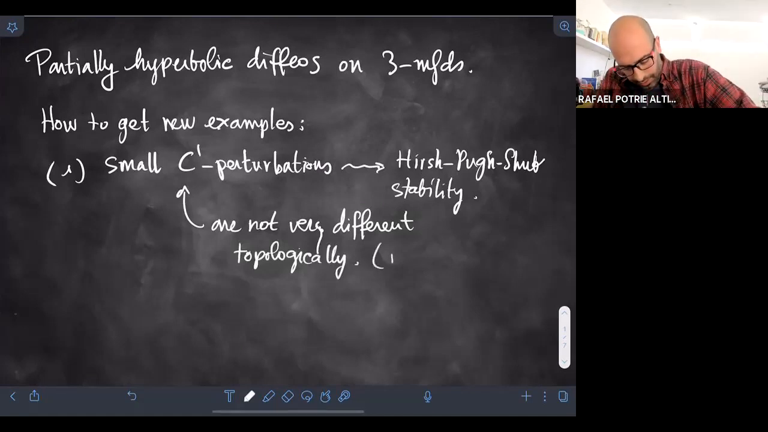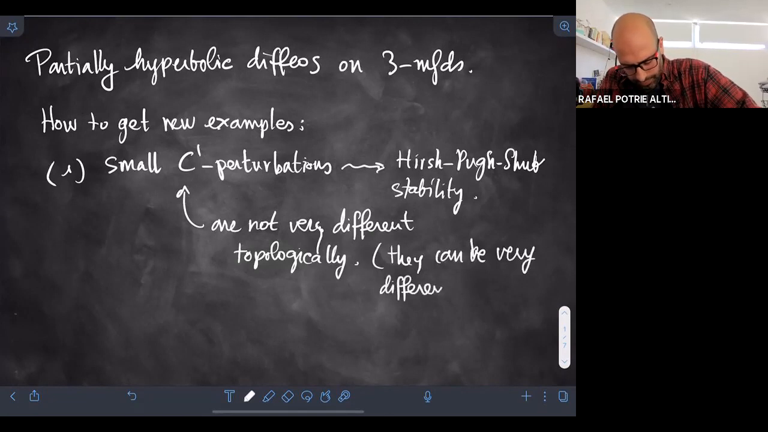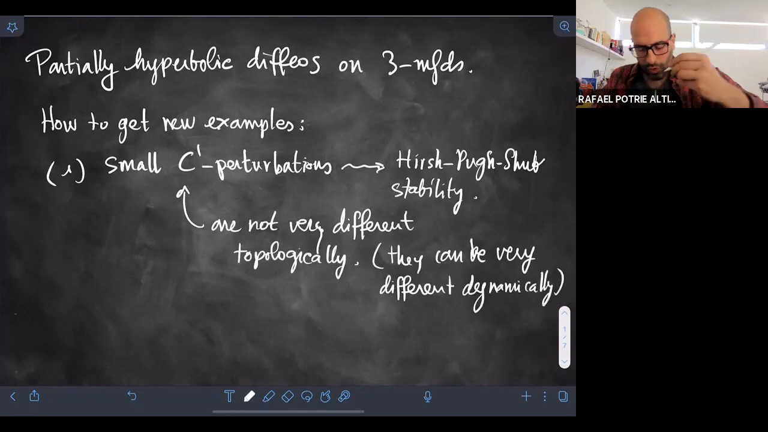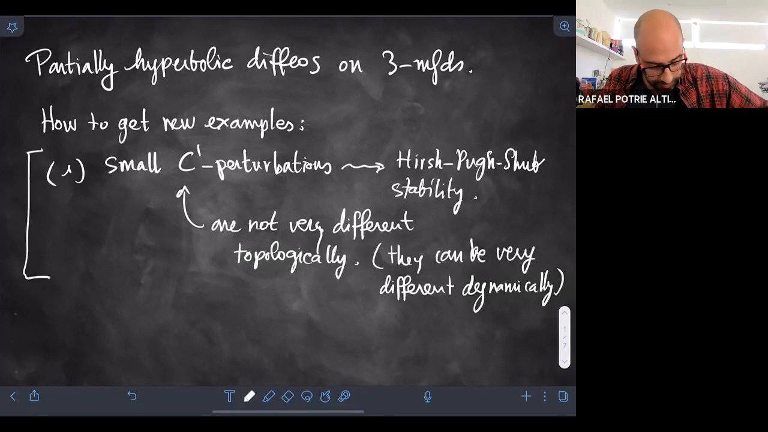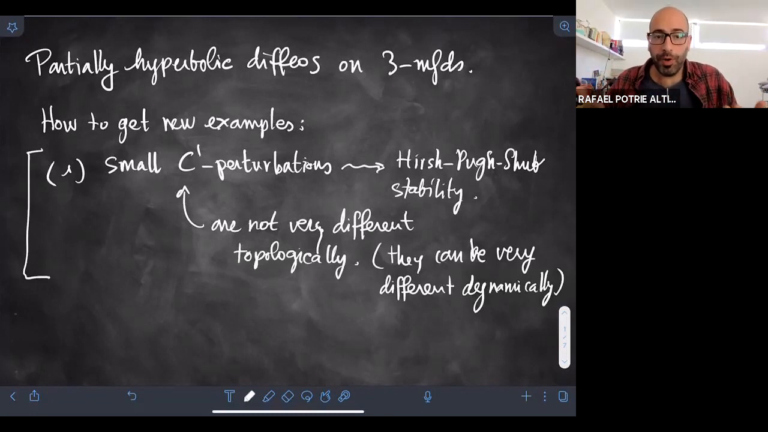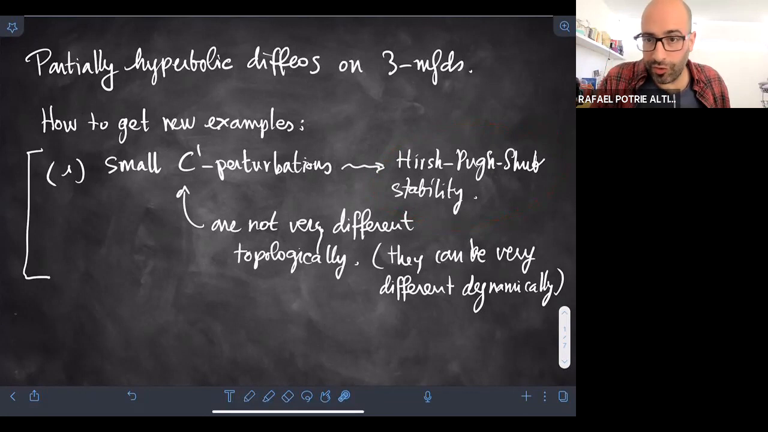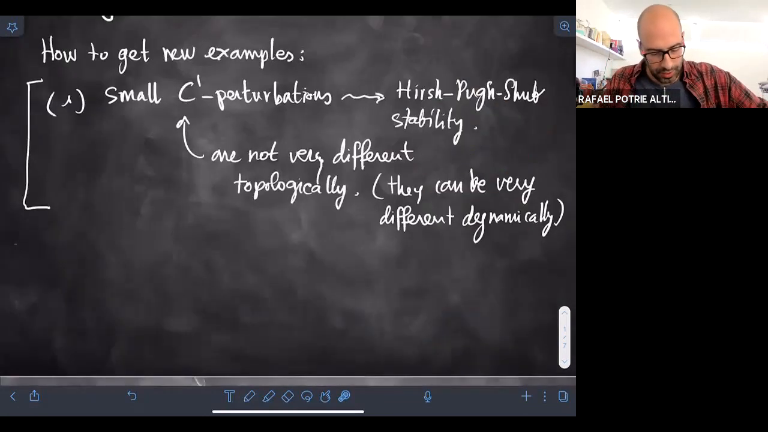Okay, but they can be very different dynamically. In fact, this has been the object of many works in partial hyperbolicity, which try to see which kind of dynamical properties you can extend to a neighborhood of some algebraic example, taking into account that Hirsch-Pugh-Shub tells you that the topological structure is not changing.